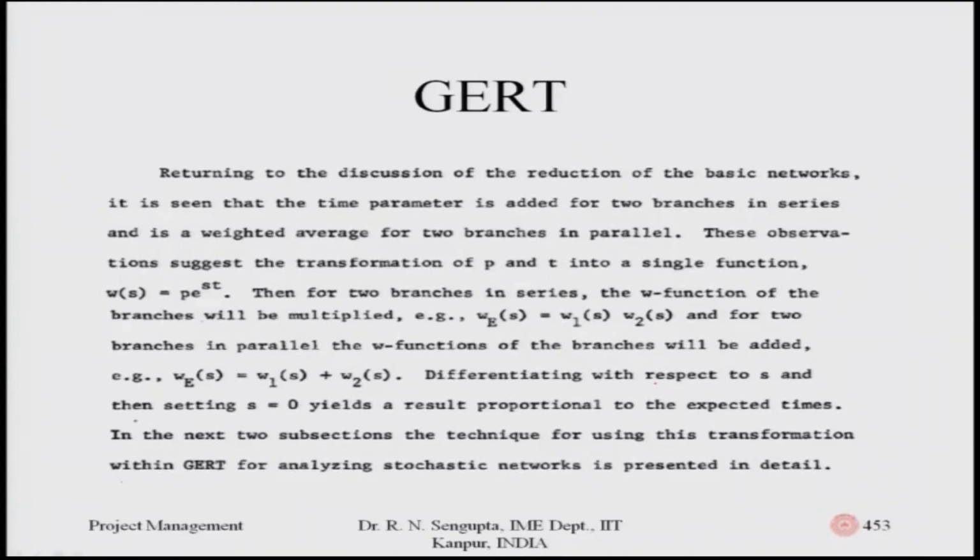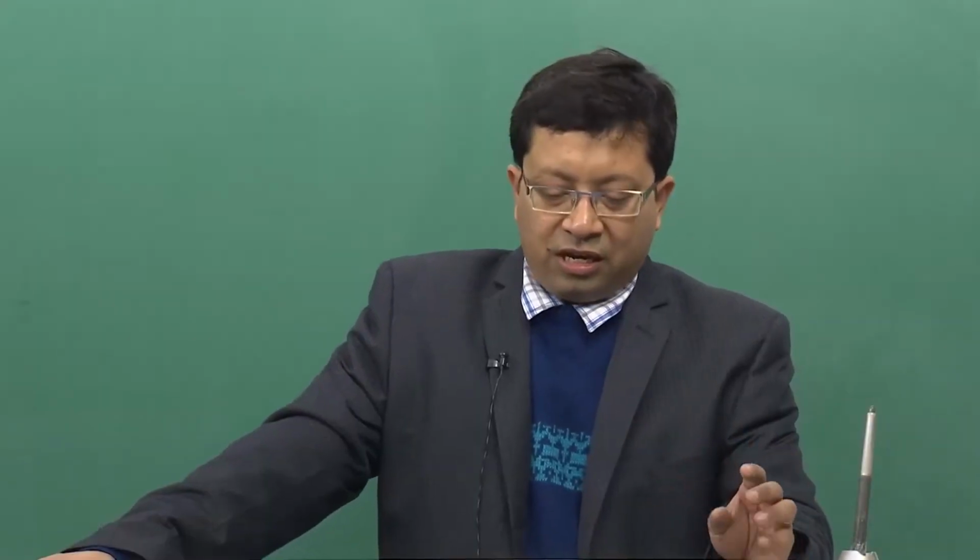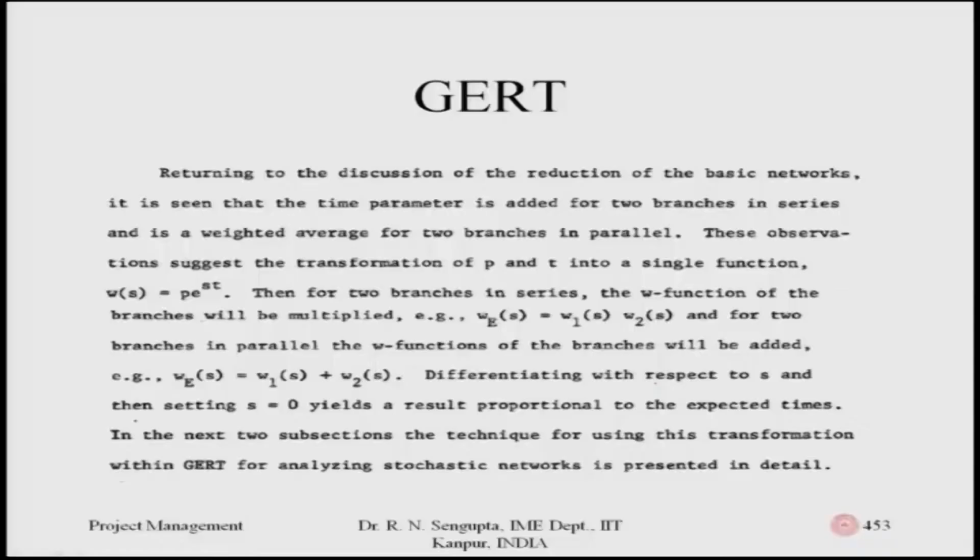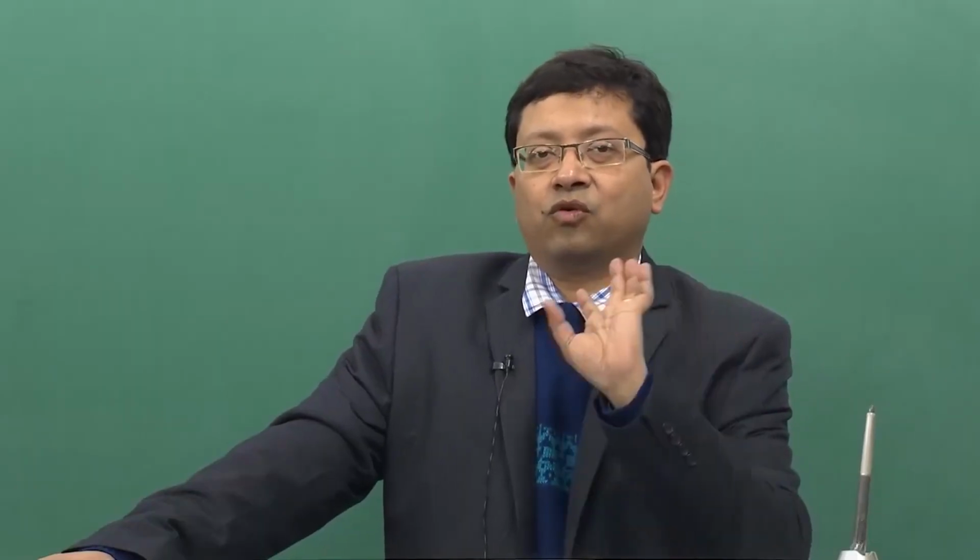So, let us return to the discussion of the flow processes, and with that we will go into details in the 40th lecture. Let me read the slide which I will try to explain to the students. Returning to the discussion of the reduction of the basic networks, it is seen that the time parameter is added for two branches in series and is a weighted average for two branches in parallel. These observations suggest the transformation of P and T into a single function, based on which you will find out the probability and the time for the overall network.